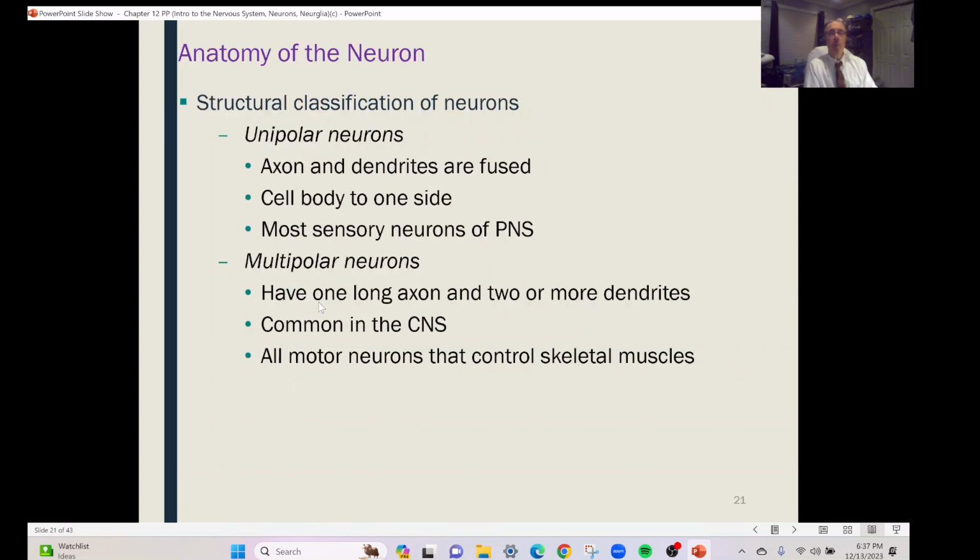All right, so these have one long axon and then at least two or more dendrites. These are very common in the central nervous system, and all of our motor neurons that are efferent, like leaving the spinal cord to go out to skeletal muscles, are going to be multipolar.